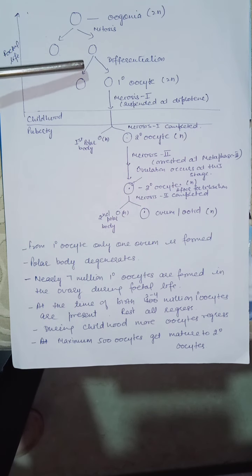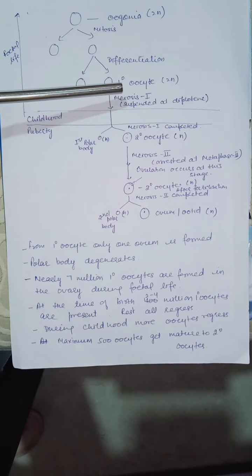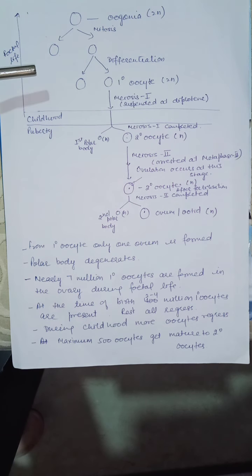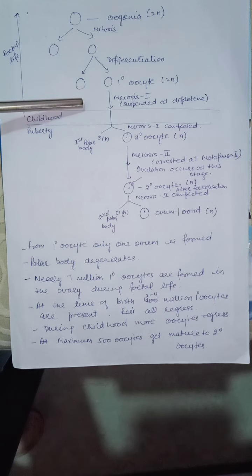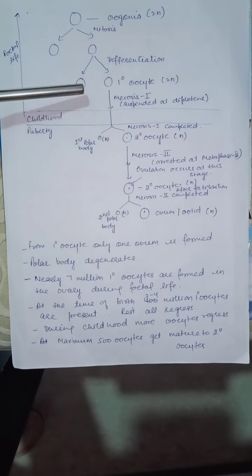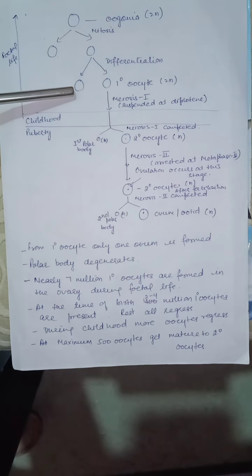The oogonia which enter into the meiotic cycle are known as primary oocytes. They are also diploid. This primary oocyte enters into meiosis 1, but this meiosis 1 is not completed. It is arrested at diplotene phase of prophase 1.